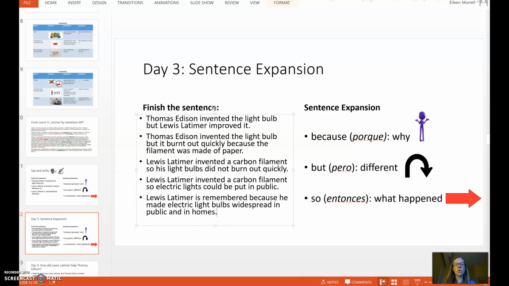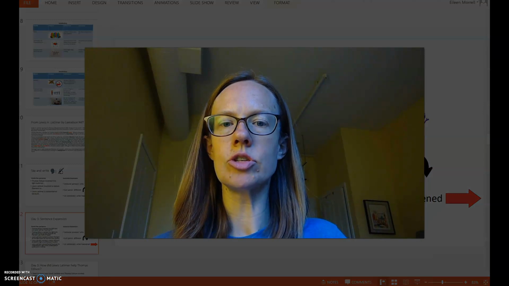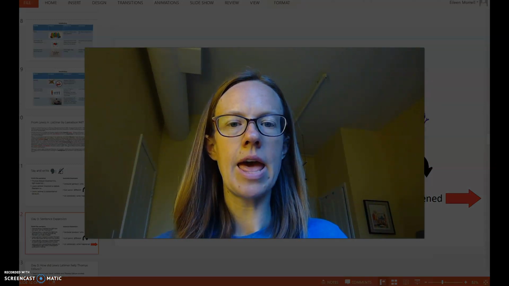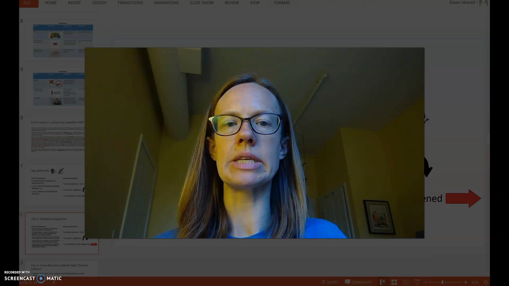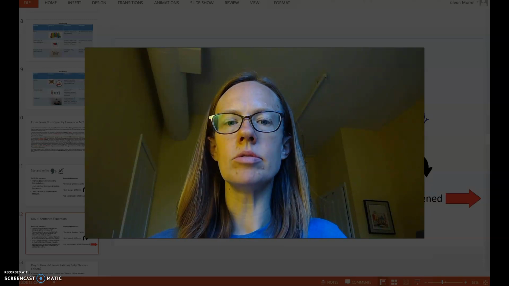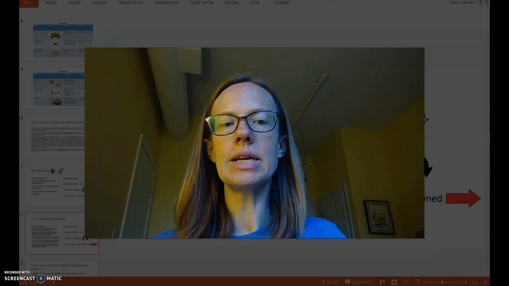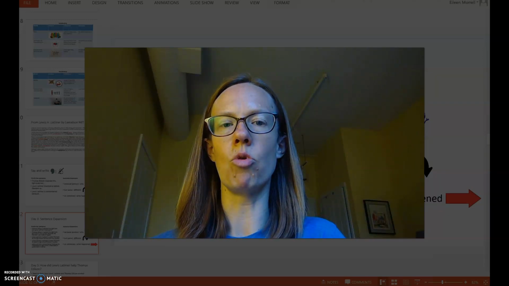Okay, so I used because, but, and so to expand my sentences, to tell more. This shows that I understood what I read, and I'm able to tell more about what I read by expanding my sentences. When you are writing, think about using because, but, and so to expand your sentences and tell more.